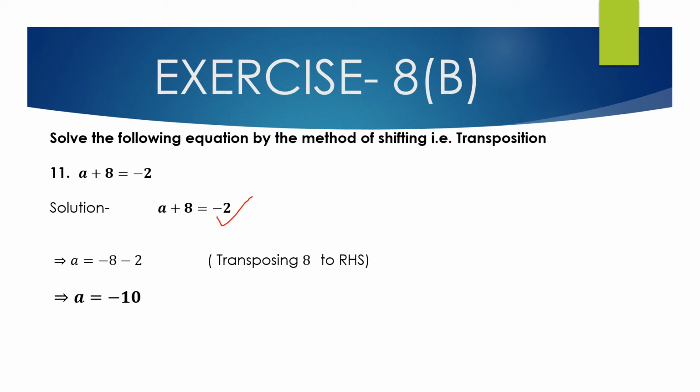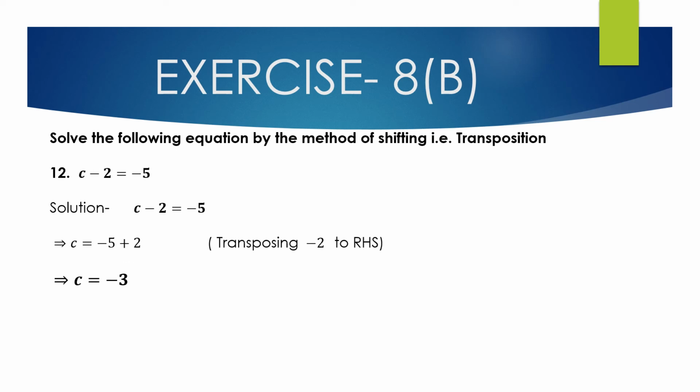Now a will be, plus 8 transposed to the right hand side, then plus 8 changes to minus 8. Then a will be minus 8 minus 2. Transposing 8 to the right hand side, plus 8 changes to minus 8. Now we get a equal to minus 8 minus 2, which is minus 10. Now we get a is minus 10 and value for the variable a is minus 10.